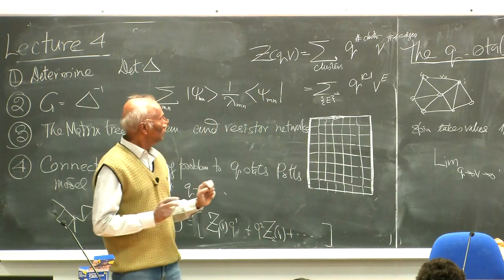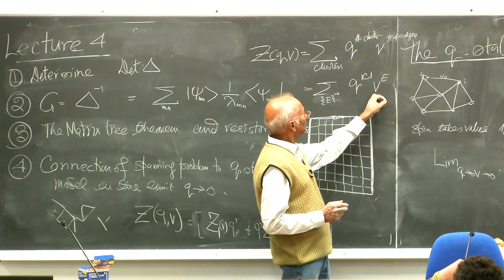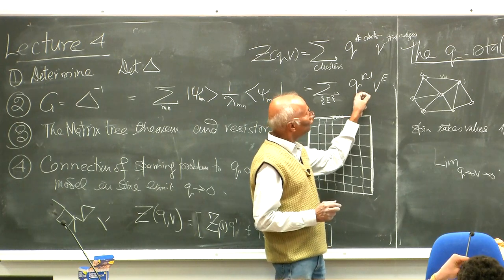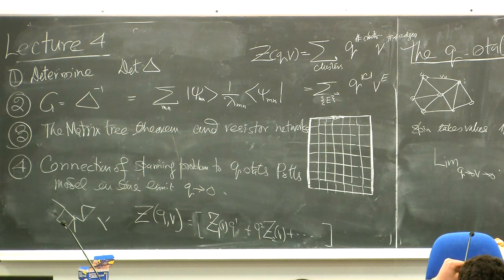Okay? Now, you are saying that there should be a term like 1. But no, the lowest power of q is 1 in this, not 0. So the term starts with q to the power 1. If you expand in powers of v, you can have a term which is v to the power 0, the empty set. But the empty set here corresponds to q to the power N. It's not 1, it is q to the power N. It's N distinct clusters.